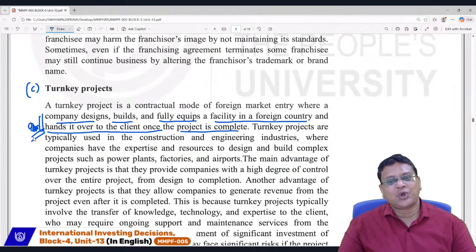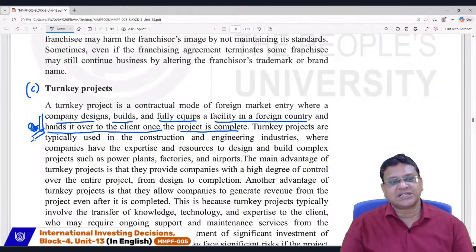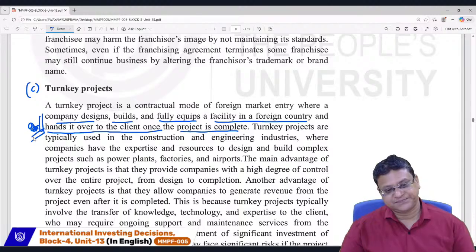This is known as a turnkey project. In this case, the foreign partner executes the project from scratch to end. That is known as turnkey projects.